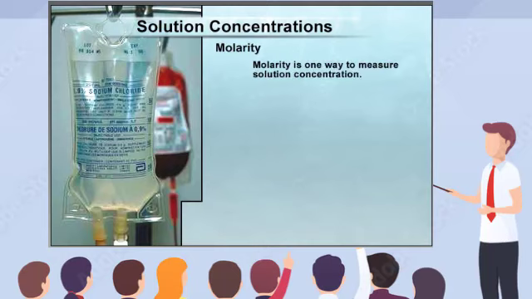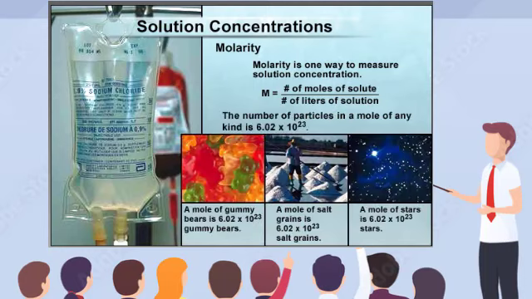One way is to determine the solution's molarity, which is designated by a capital M. Molarity is expressed as the number of moles of solute in 1 liter of solution. You may remember from your previous chemistry studies that the number of particles in a mole of anything, including various solutes, is 6.02 times 10 to the 23rd.